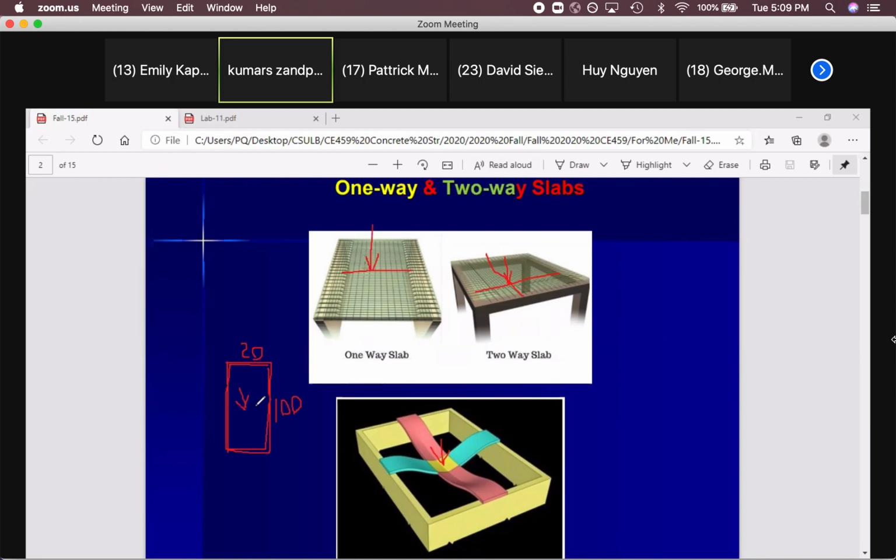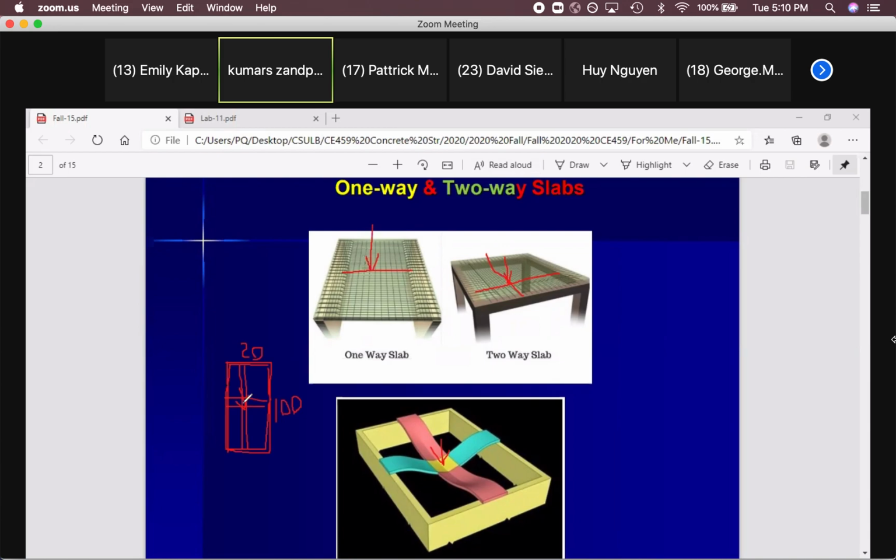So we have one strip at this side, another strip going that side. So can we consider this as a two-way slab? Yes, but because the load will be transferred to the easiest side.